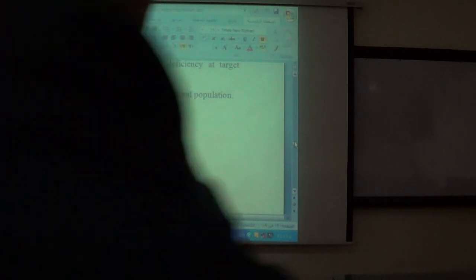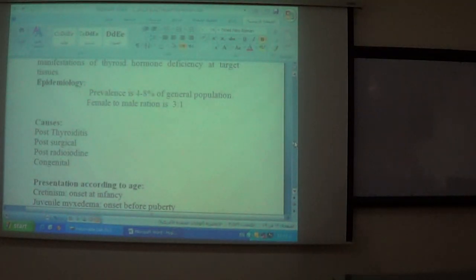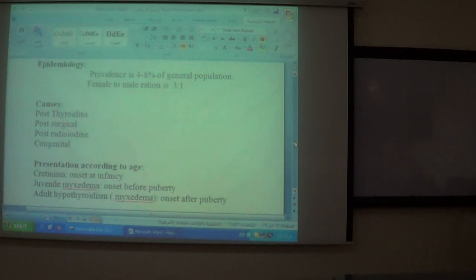Presentation of hypothyroidism differs according to age. If hypothyroidism is present even intrauterine or just after birth, during infancy, in early months or early years of life, the patient develops cretinism, which you will study in your pediatric course, with special features and special phenotype.